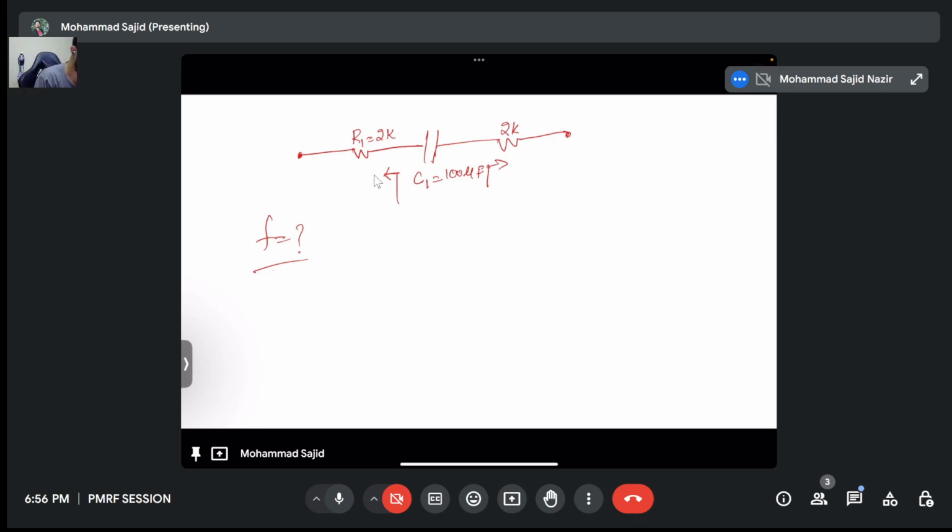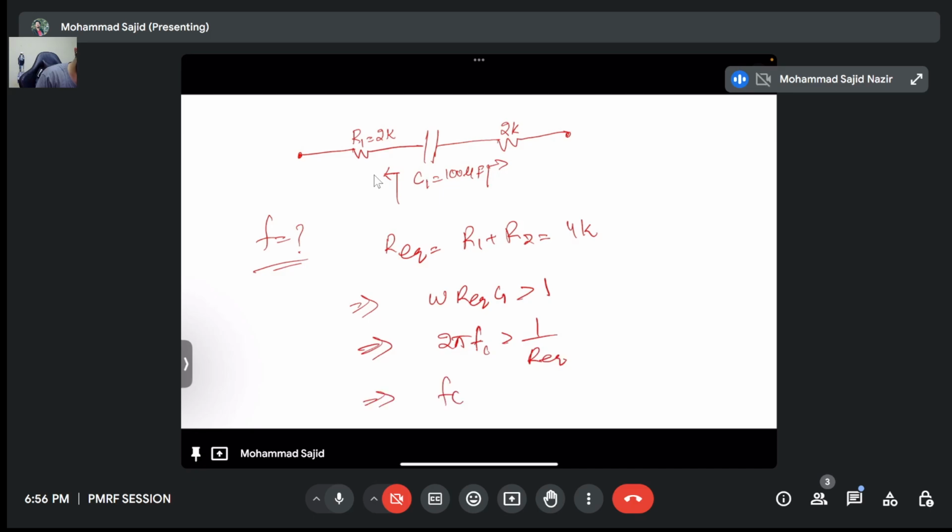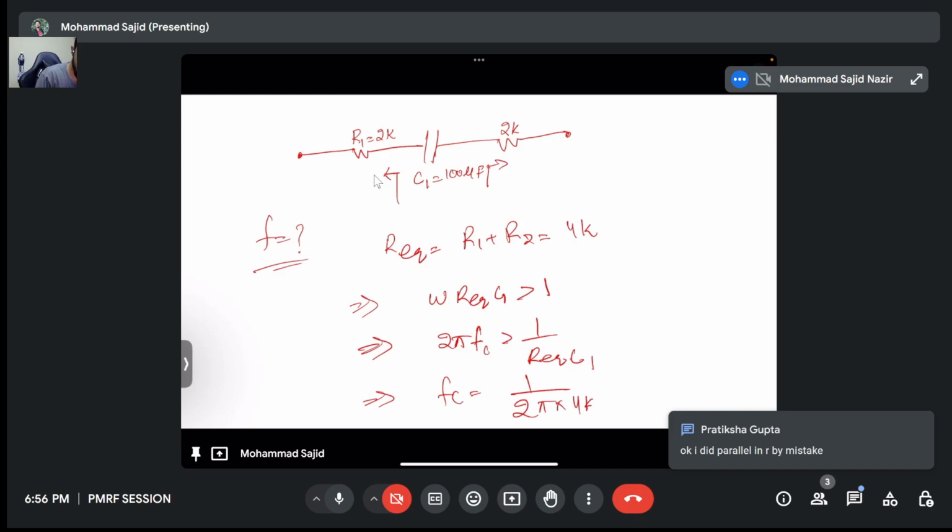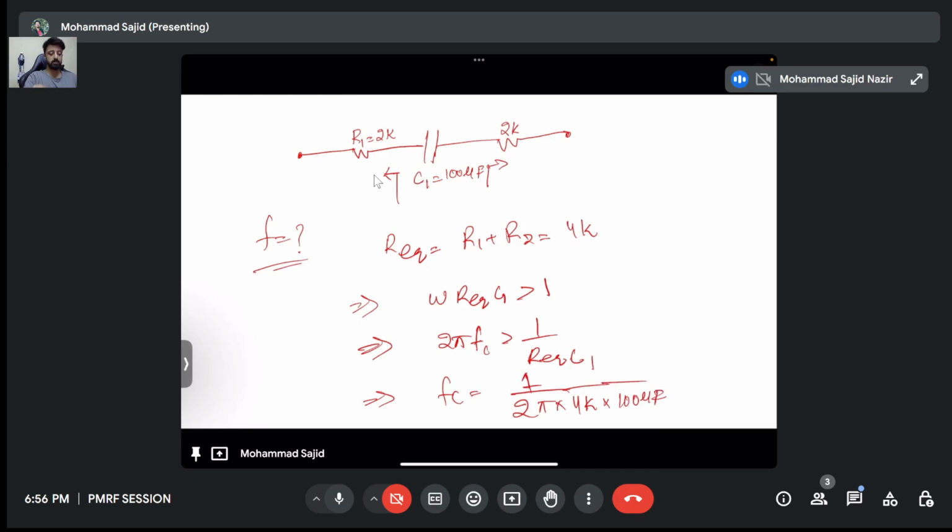Okay, what we did was like this. We figure R equivalent as R1 plus R2, that is 4 kilo, and then use the formula omega R equivalent C1 greater than 1, and this is 2 pi f. The cutoff frequency is greater than 1 by R equivalent C. So Fc is equivalent to 1 by 2 pi multiplied by 4K multiplied by C1. So use the formula and give me the answer. These are not in parallel, right? When you short the capacitance, these will be in series.